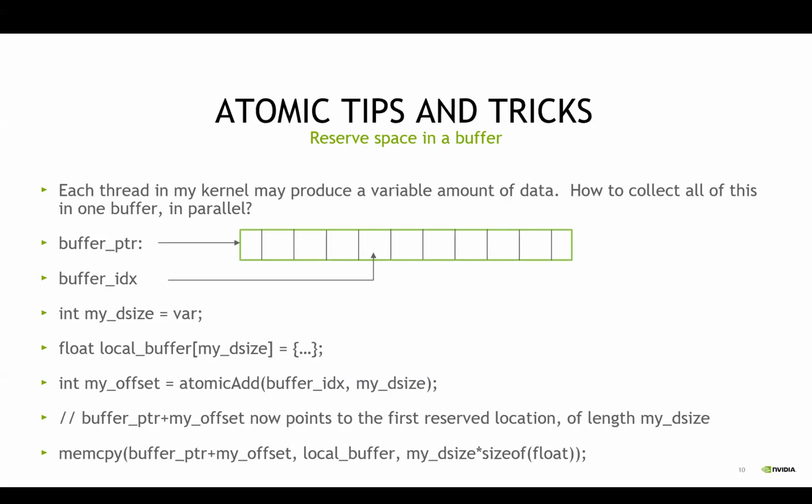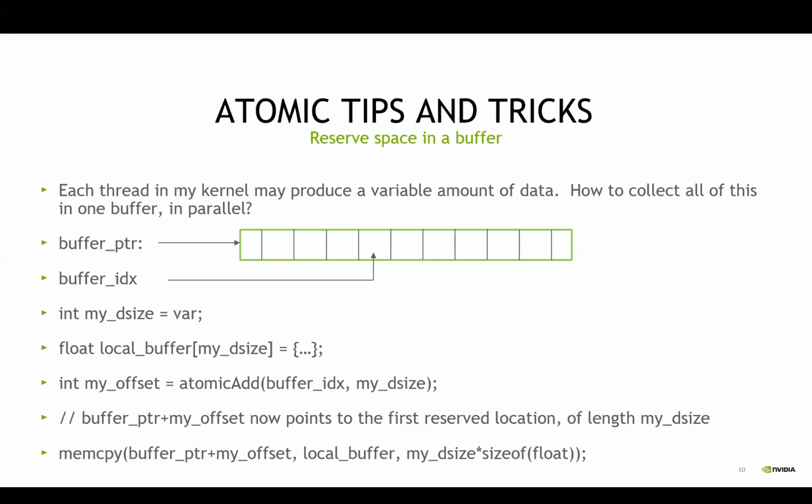So if my thread has found 3 indices, then my D size here is going to be 3, and that's the value that I want to add to a buffer index, which is a location of the next empty spot in the buffer. And when I add that, I will have updated the buffer index. So the next thread that comes along and wants to reserve space is going to be working after the end of my reservation. But I now have the buffer index, the old value, as the starting point for the locations that are reserved for my thread in the buffer.